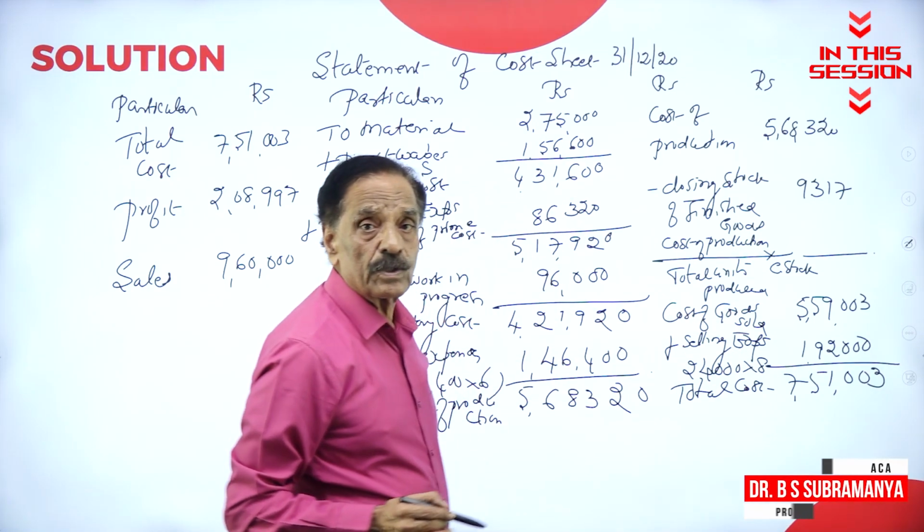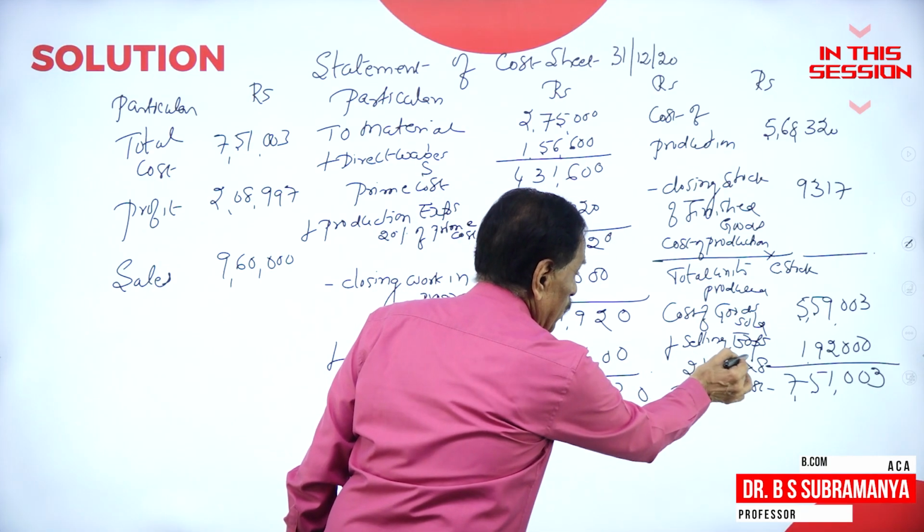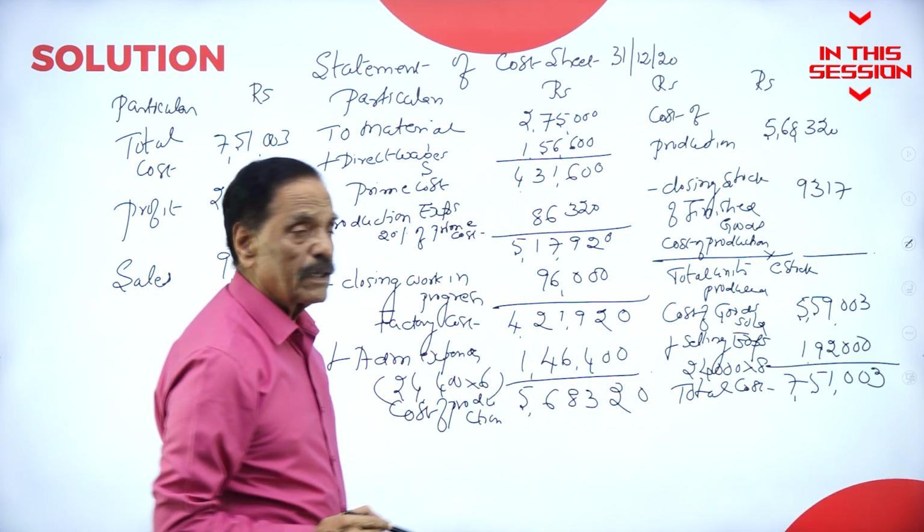5,59,000, that is the cost of goods sold and selling expenses. Production is 24,000 into 8, 1 lakh. These are all the units sold.